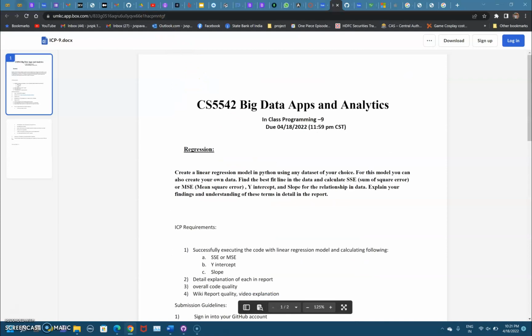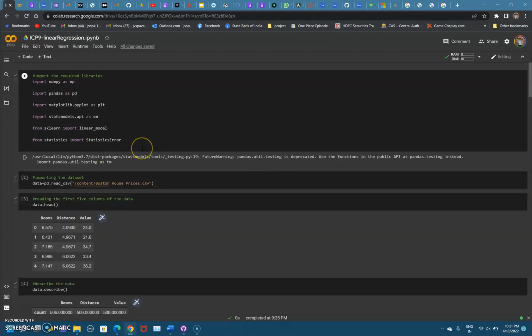So without any delay, we'll dive into the code. First, we are going to import all the libraries required for model creation. Here we have used NumPy, Pandas, and others, and statsmodels API for finding the OLS functions and all.